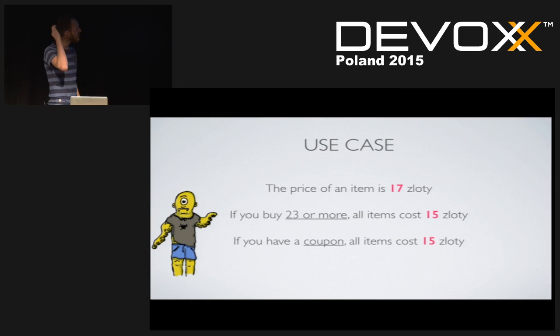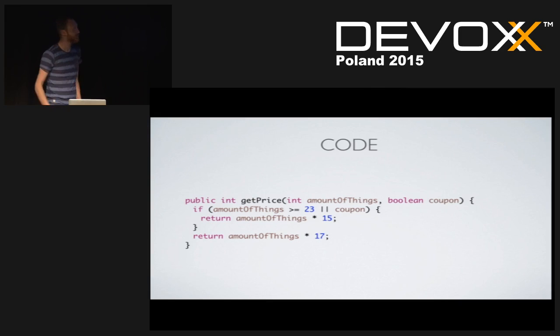This is our use case. We have an item, and it's 17 zloty. If you buy 23 or more, all the items are discounted to 15. And also, if you have a coupon, it doesn't matter how many you buy, they are just 15 zloty. I wrote the code, which is perfect. It doesn't have any bugs. No, it really doesn't have any bugs.